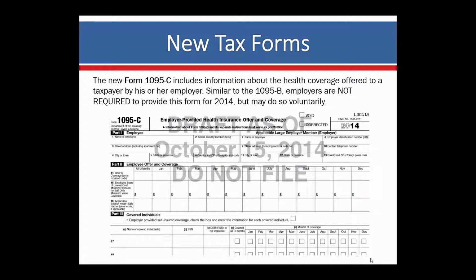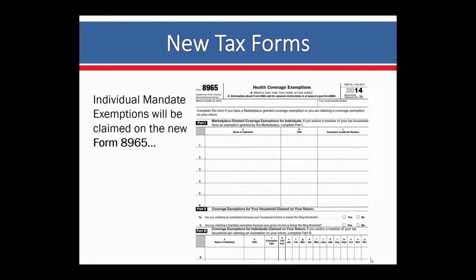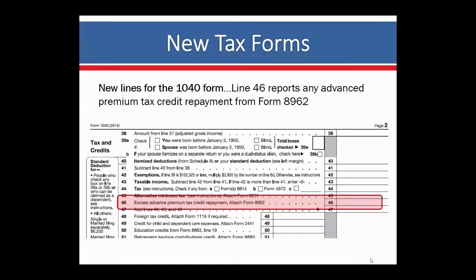The new Form 1095-C includes information about the health coverage that's offered to a taxpayer by his or her employer. Similar to the 1095-B, employers are not required to provide this form for 2014, but may do so voluntarily. Individual mandate exemptions will be claimed on the new Form 8965.